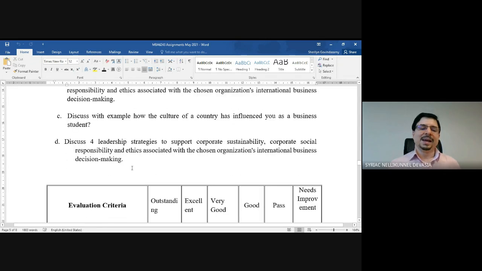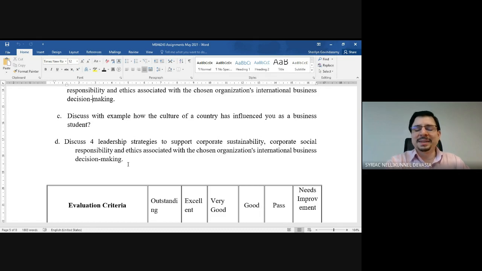And fourth is discuss four leadership strategies to support corporate sustainability, responsibility, and ethics. Again, the leadership strategies you can find definitely in the ebook that is attached in your LMS. So if you start reading chapters on leadership, I'm sure you'll get some good ideas. Maybe in week 11 I'll be discussing it also, but it will be too late. So that's why I want you to read the leadership strategies from the book, and then you can use those in your writing. So it's quite simple.